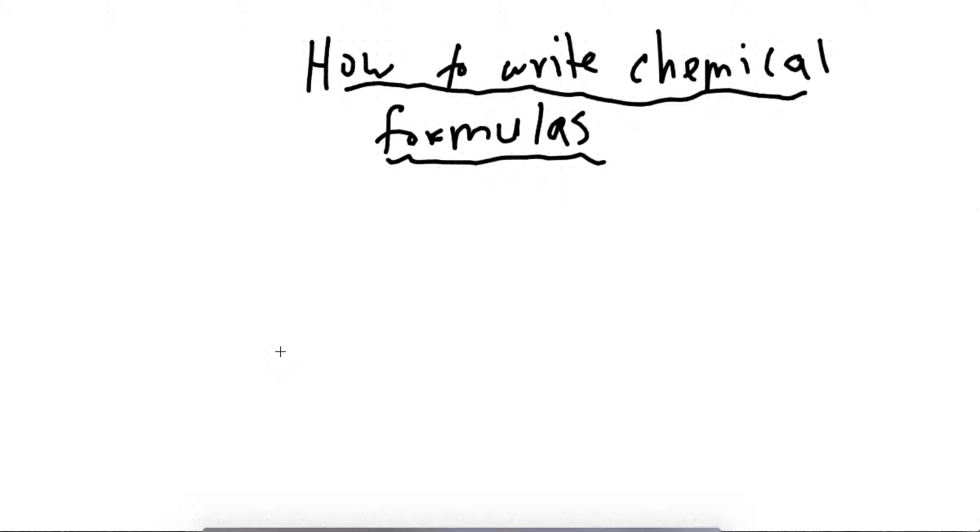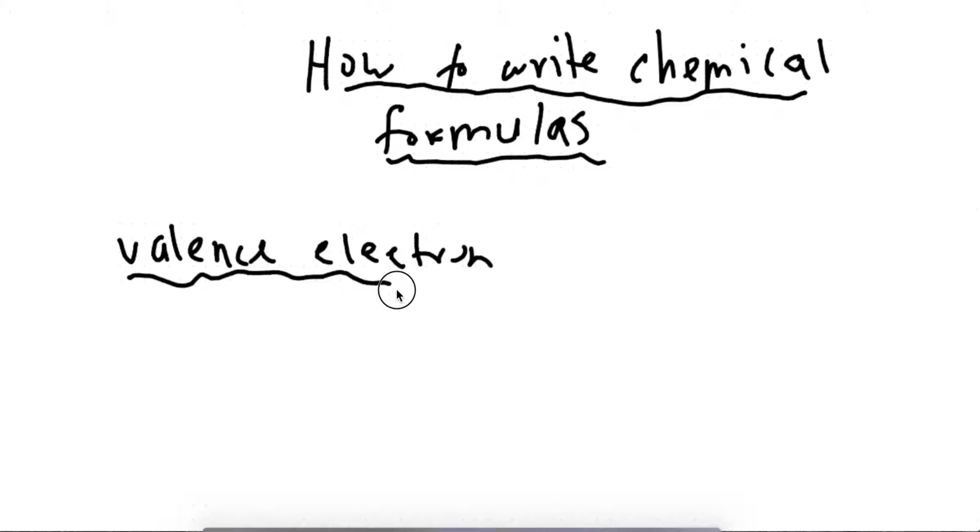Writing chemical formulas is dependent on, remember what we talked about, valence electrons. Now, what is a valence electron? A valence electron is the last electron, or the electrons in the last shell. So let me take an example of sodium. When we look at sodium, what is the proton number? Proton number is 11, nucleon number is 23.